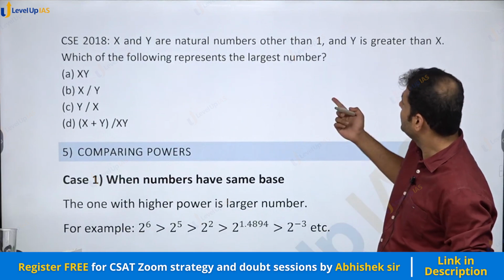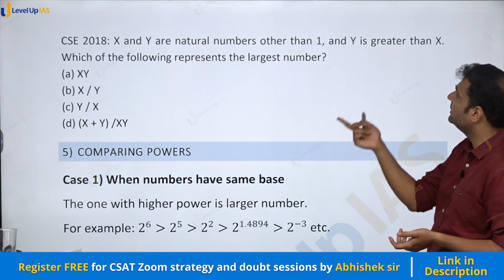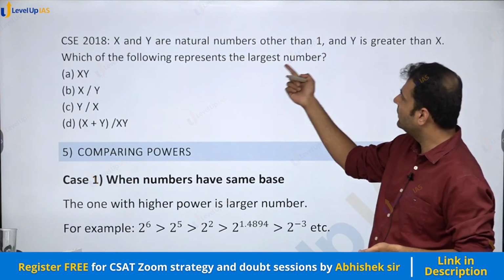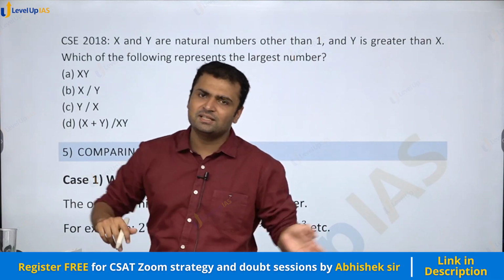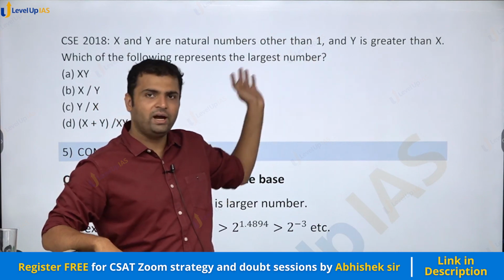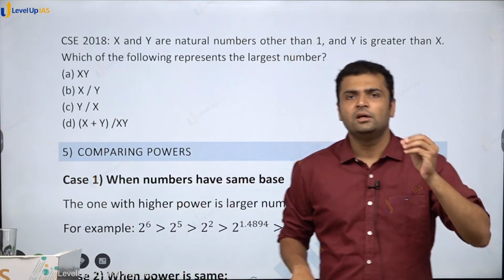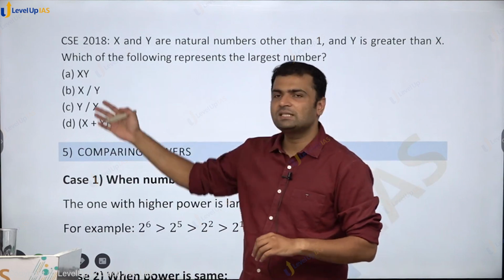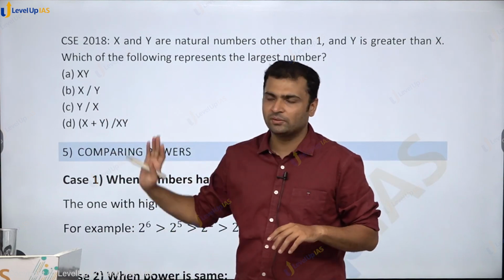X and y are natural numbers other than 1, that is also given. Y is greater than x. Which of the following represents highest possible number? Just take 2-3 different examples of x and y as per the question and find out the answer. Naturally also you can simply observe that multiplication सबसे बड़ा होता है generally, तो वही answer है इसमें.